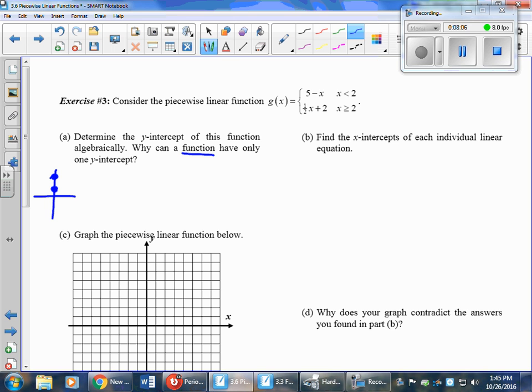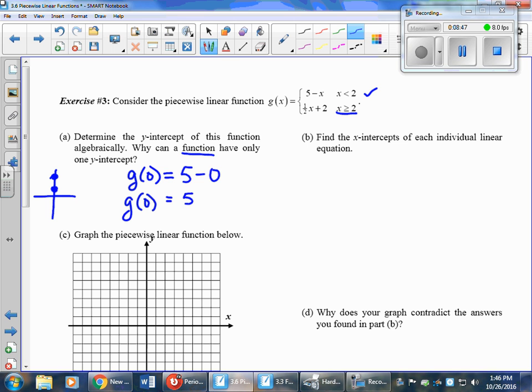So you can take a minute and write that down, but we're going to move on now to determine the y-intercept of this function. So that basically means when x is 0. So when x is 0, we need to take a look at where in the domain 0 falls. One piece says x is less than 2, and this one says x is greater than or equal to 2. So we need where 0 falls in. So that's going to be the 5 minus x. So we're going to do 5 minus 0. So the y-intercept is going to be at 5, because g of 0 is equal to 5.